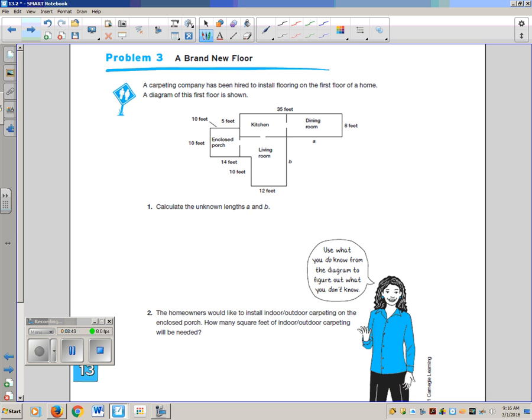Okay, one more problem in this section. I know it's a long section. Going to problem 3, you're going to have to go to the third video on the website.